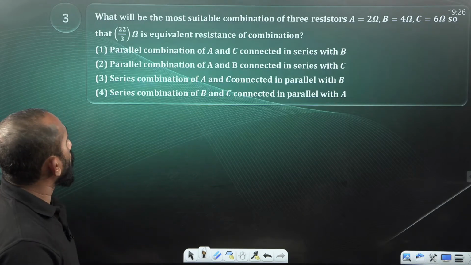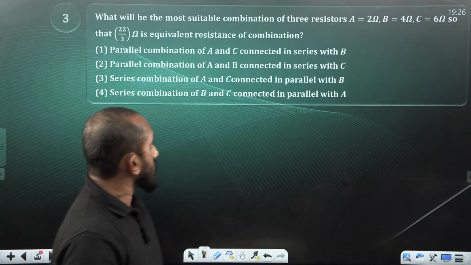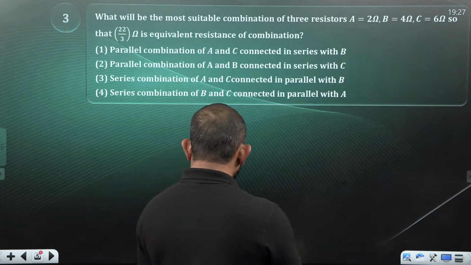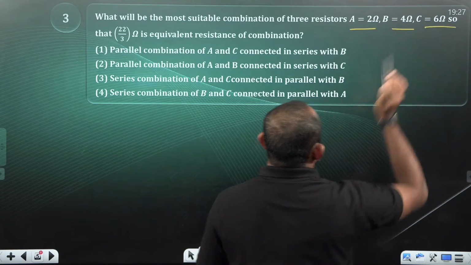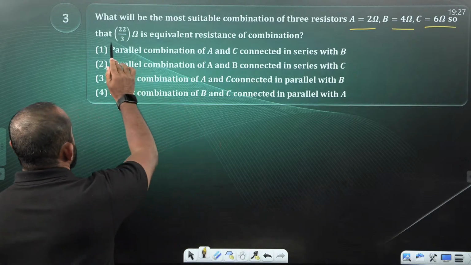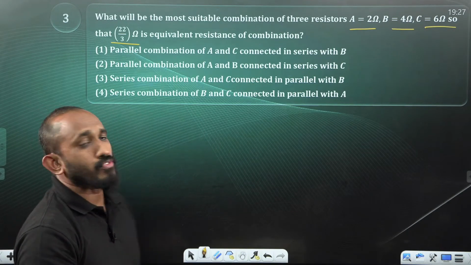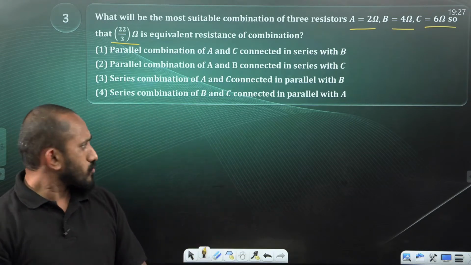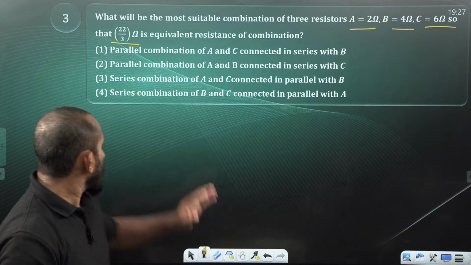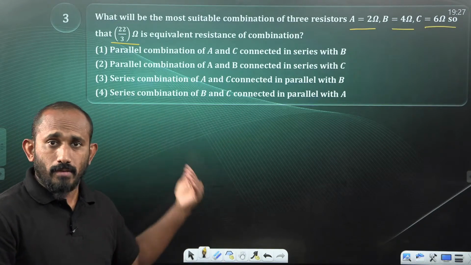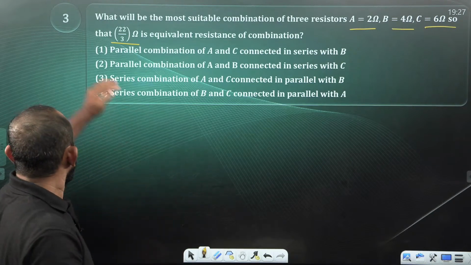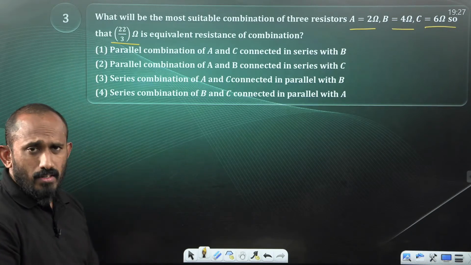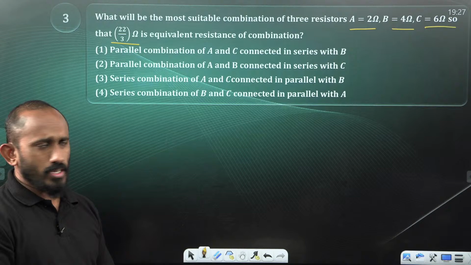What will be the most suitable combination of 3 resistors? A is given 2 ohm, B is given 4 ohm and C is given 6 ohm, so that 22 by 3 ohm is the equivalent resistance of the combination. Direct question only, it's a previous year paper only. This all course we opted from the previous JEE papers, so they all are significant. So 4 different options are given, you just have to substitute, that's the only concept.